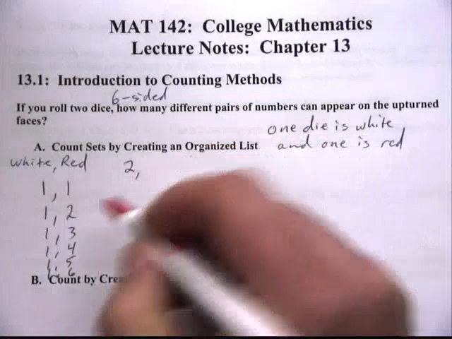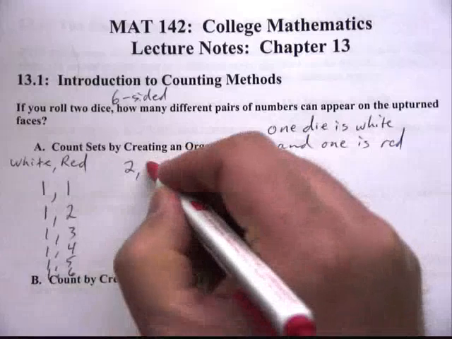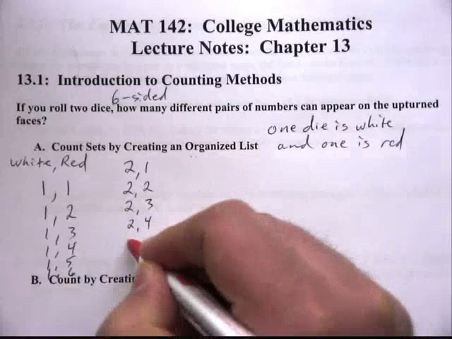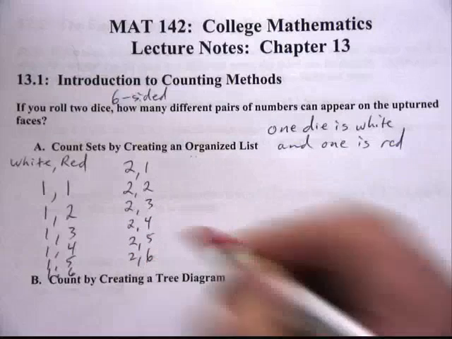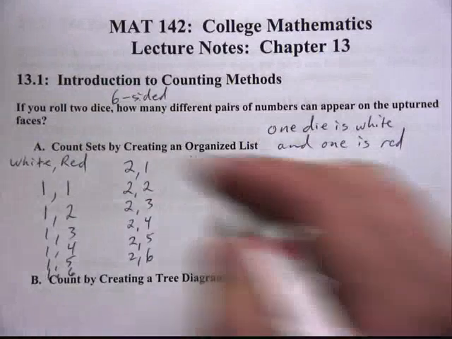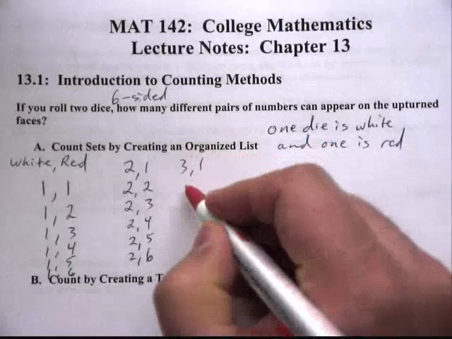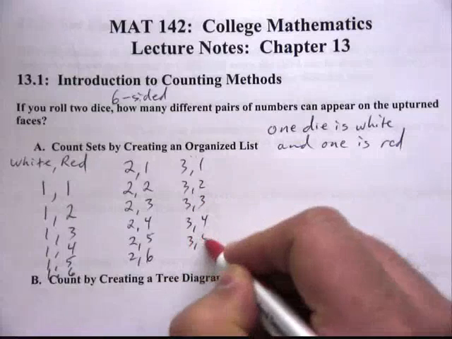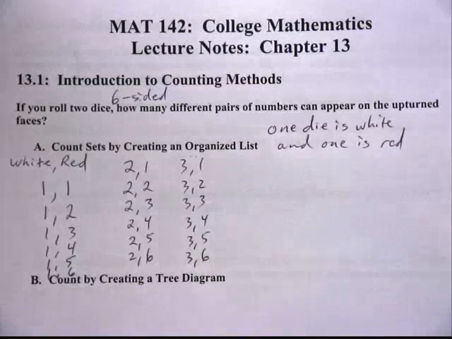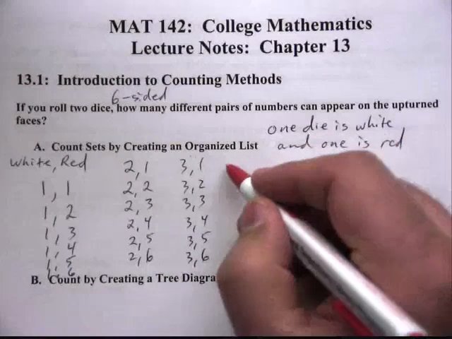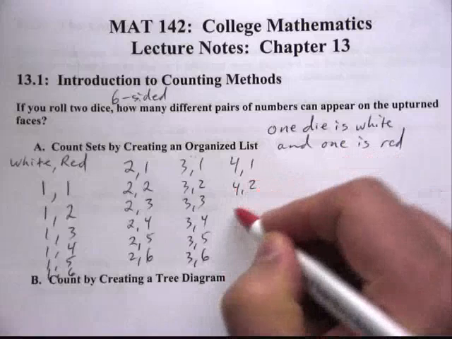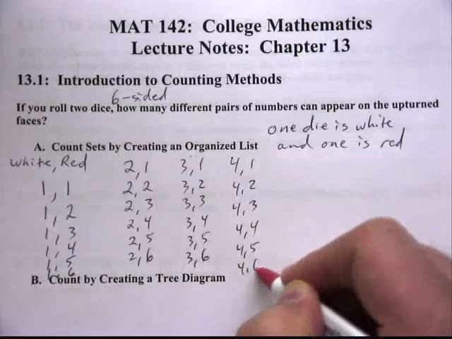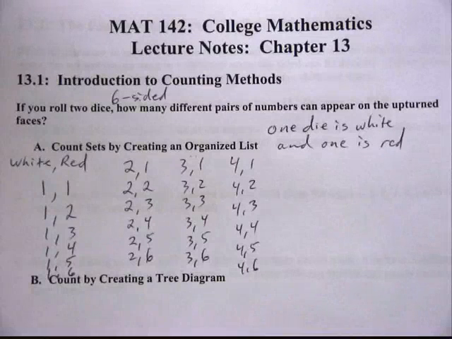Or the white could be a 2. And if the white's a 2, then the red could be a 1. It could be a 2. It could be a 3. It could be a 4. It could be a 5, or it could be a 6. Or the white could be a 3, and then the red could be 1, 2, 3, 4, 5, or 6. Or it could be a 4, 1, 4, 2, 4, 3, 4, 4, 4, 5, 4, 6. Anyways, you get the idea as to what that's going to look like.